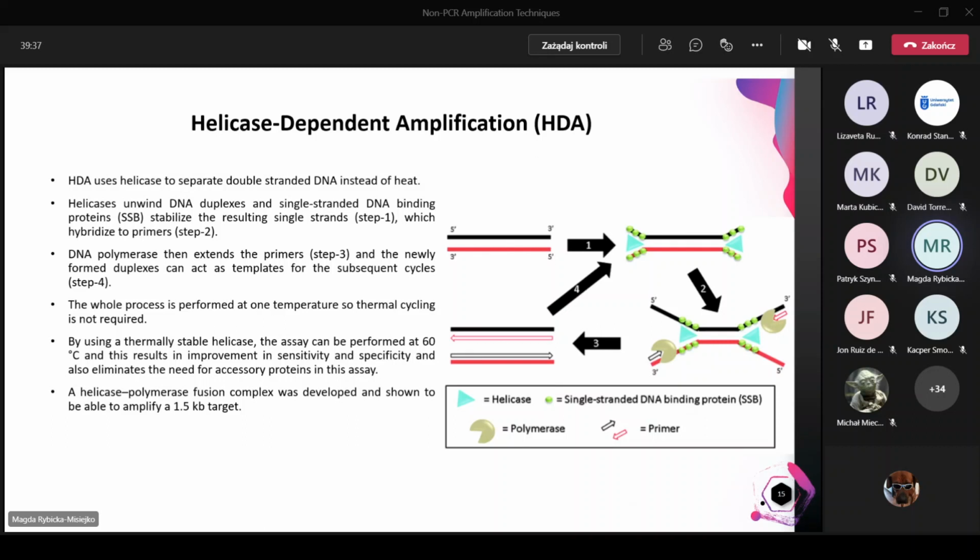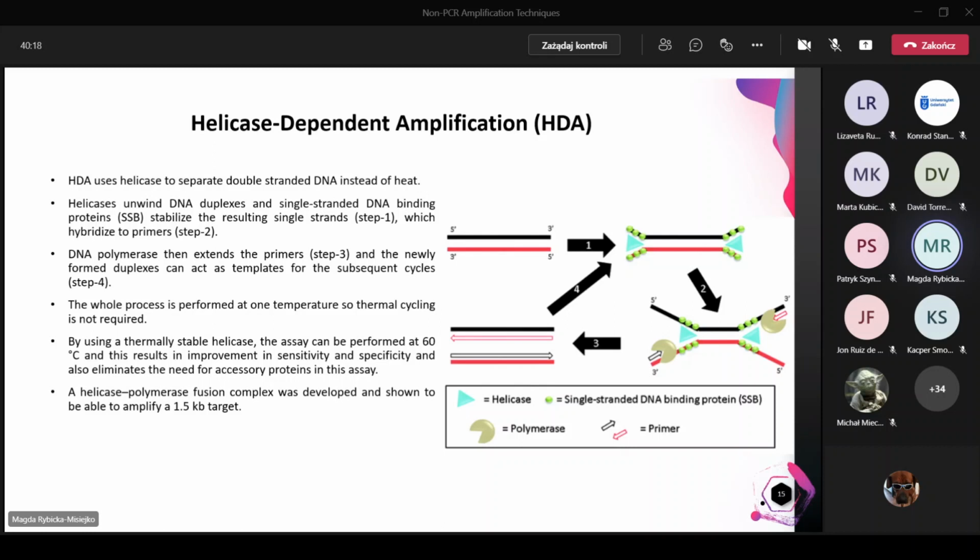Helicase-dependent amplification. This is a method that is based on the natural mechanism of the DNA replication fork, and it employs DNA helicase to denature double-stranded DNA instead of conventional heat denaturation step that is used in PCR reaction. The separated nucleotides by helicase are protected by single-stranded binding protein, allowing the binding of primers to initiate elongation by polymerase.